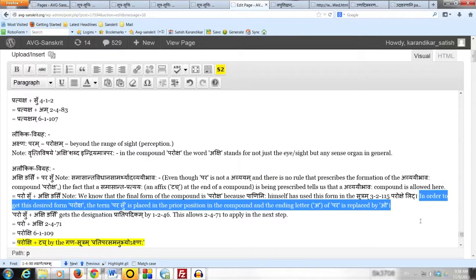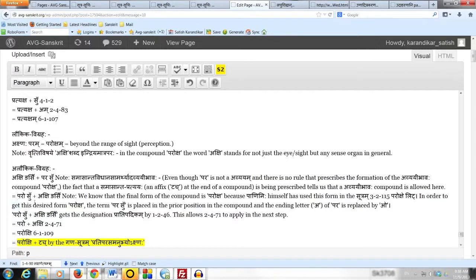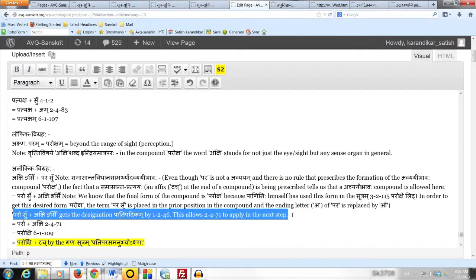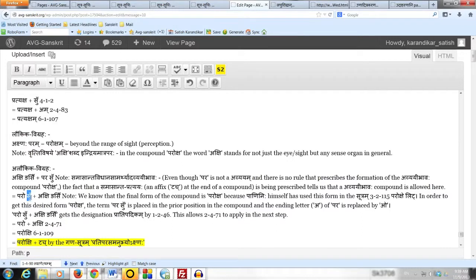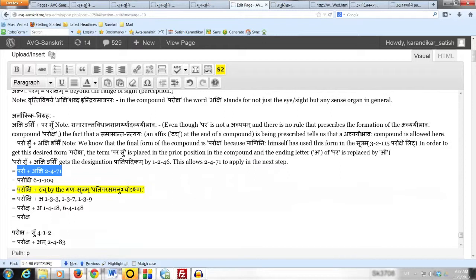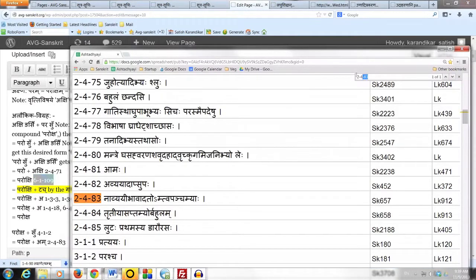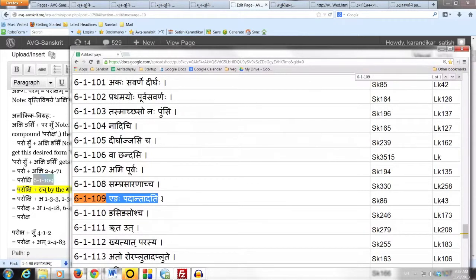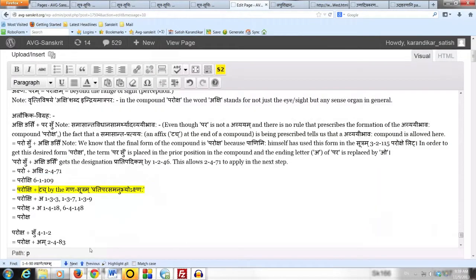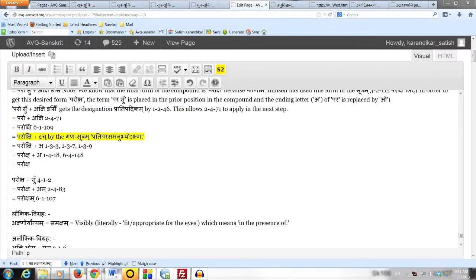Now paro su plus akshi nyasi gets the designation pratipadikam by 1-2-46 krit-taddhita-samasascha, and then we apply 2-4-71 supo dhatu pratipadikayoho to perform the luk elision on the sup affix su as well as nyasi, which is inside the compound. So we get paro plus akshi, and then we apply ingaf padantadati 6-1-109, which prescribes a single substitute ekadesha, the letter o, in place of purvaparayoho. In place of o plus a, the single substitute o is prescribed, which is the purvarupam. So we get parokshi.